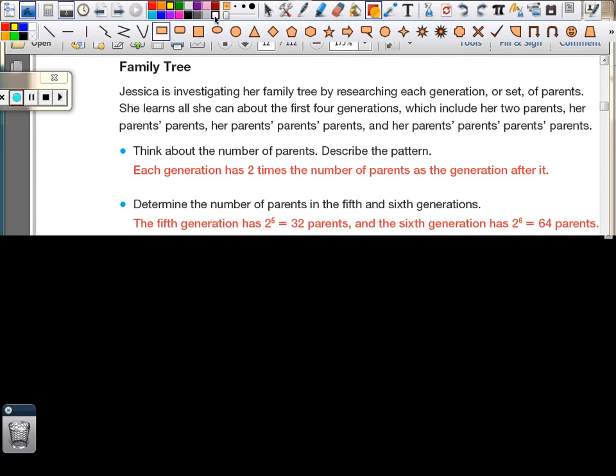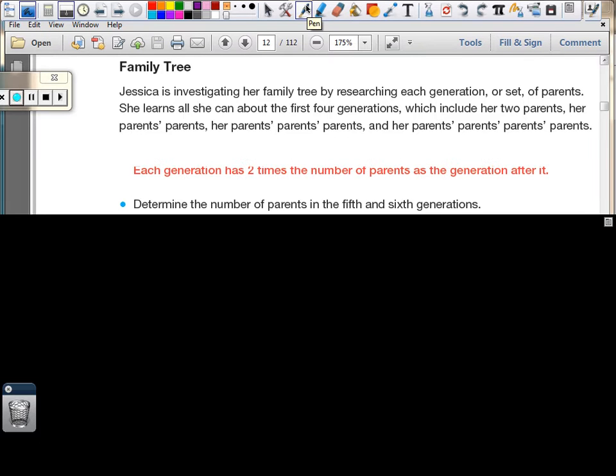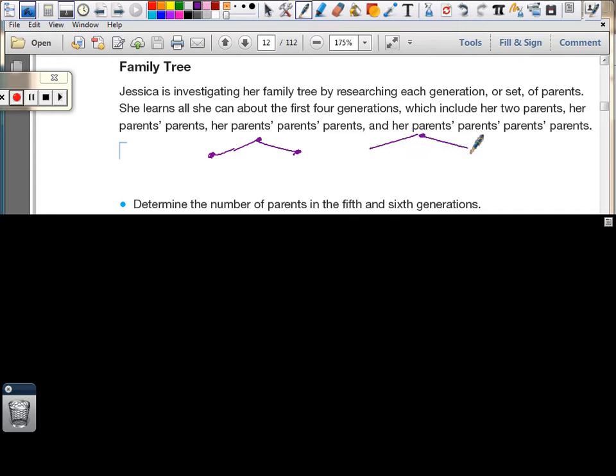In class, I drew kind of a family tree. I drew the parents, then each of them had a parent, then each of them had a parent, and then each of them had 2 parents, I should say. So each little dot represents a person.